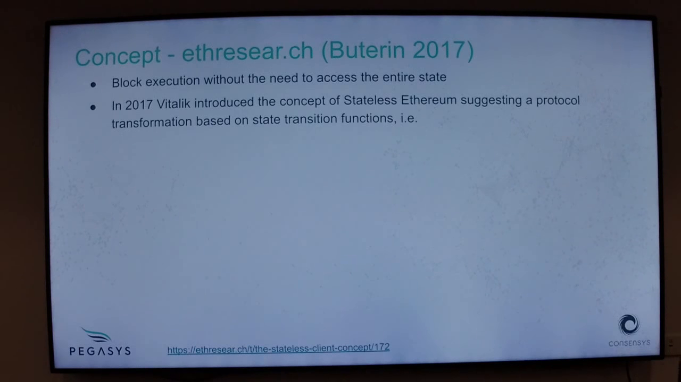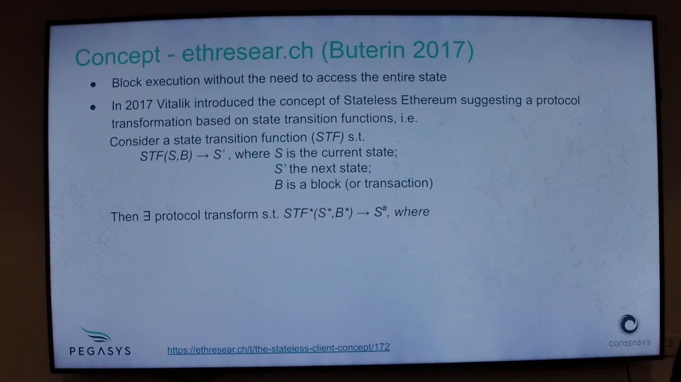He suggested that a protocol transformation based on a state transition function could be used. If we look in mathematical terms at a state transition function, in terms of blockchain, we would take the state and then the block, and the state transition function will then output the updated state. So S is the current state, and B would be the block, or perhaps just one transaction, and we have our updated state.